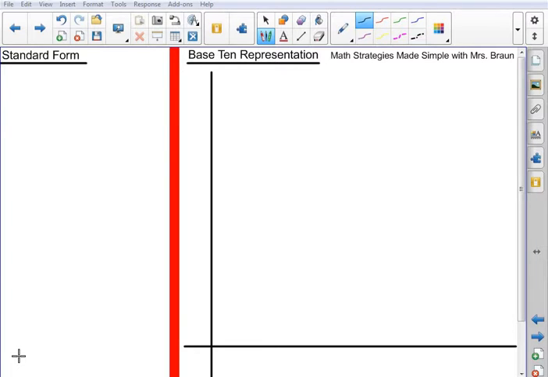Braun. Today we're going to look at a semi-concrete or representational way to show 2-digit by 2-digit multiplication using an area model and a box method to go with it.